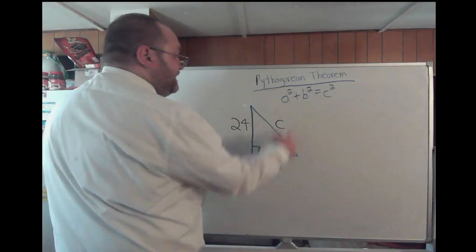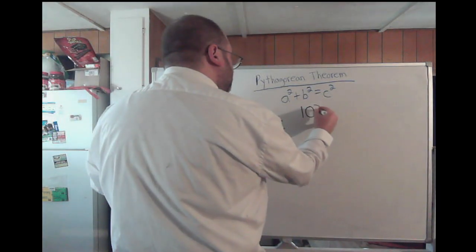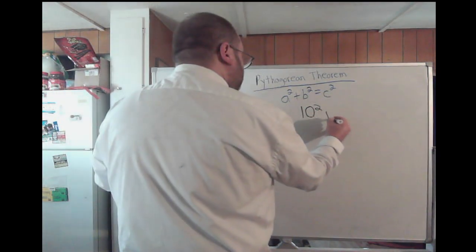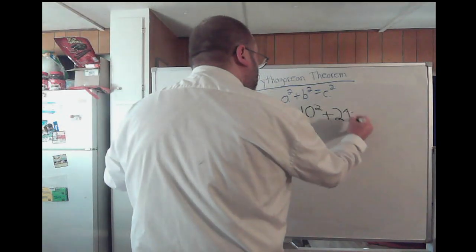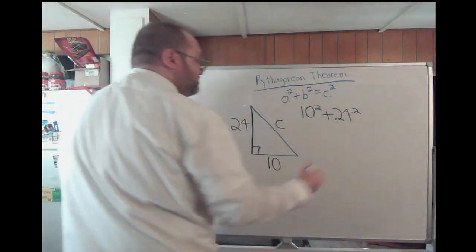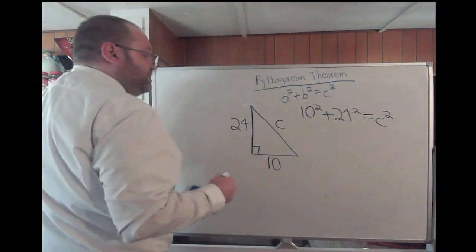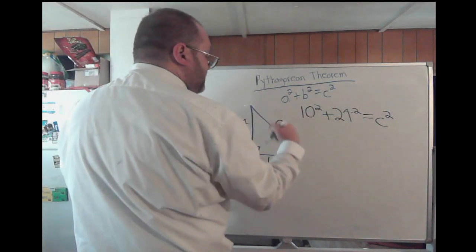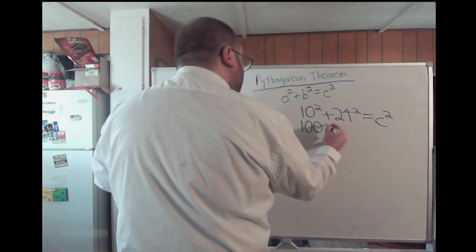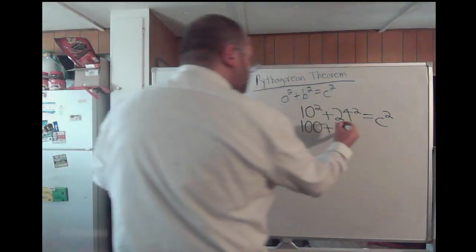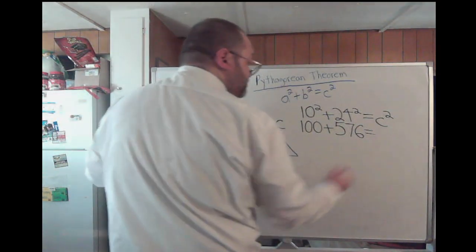Well, I'm going to make 10 my A, so I'll put in 10 and I'll raise that to the second power for A squared. Plus, I'll make 24 my B, so then we'll have 24 squared. So I have 10 squared plus 24 squared is equal to my hypotenuse squared, which would be C squared. So let's do the order of operations. Exponents, 10 squared, that's 100, plus that 24 squared, which happens to be 576. We'll set that equal to C squared.